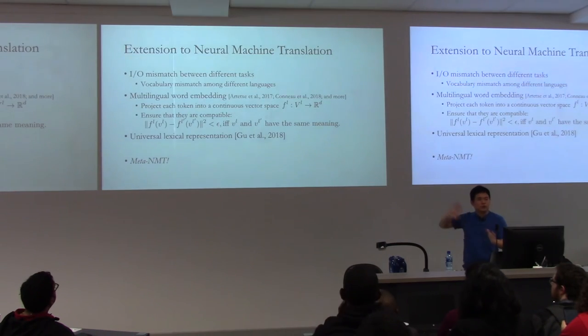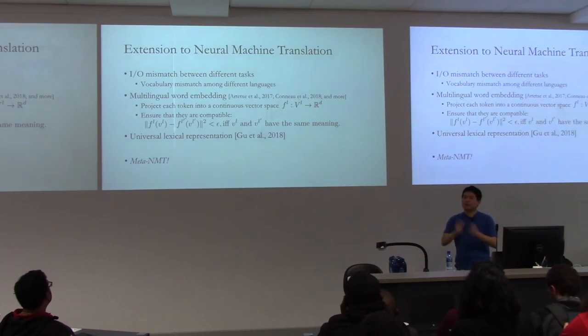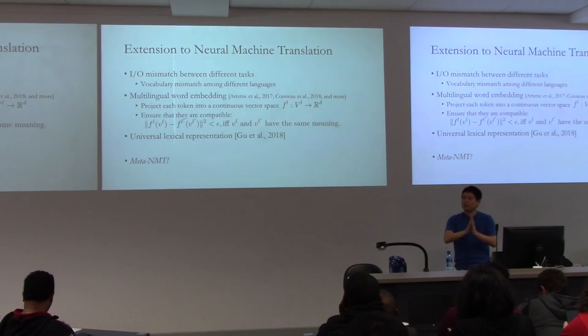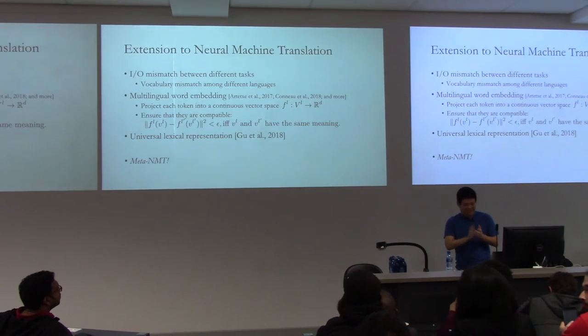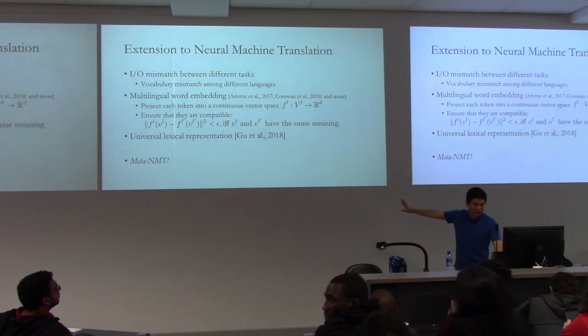So for neural machine translation, there are issues with the vocabulary, but I talked about how to match the vocabulary quite easily across the languages. You can use a character-level model, or you can use the unsupervised cross-lingual word representation, or you can use, like what Stefan did several years ago, called the Bilbao, yes. And then you end up with the meta-NMT.